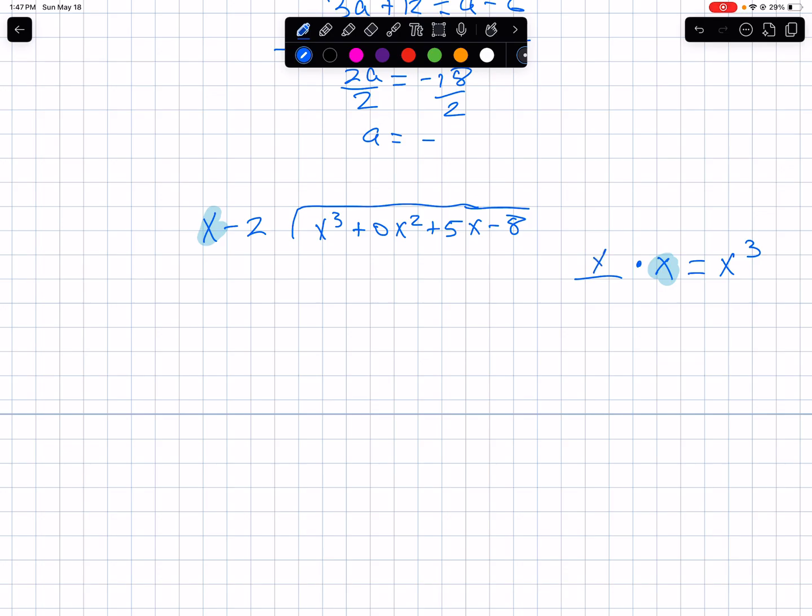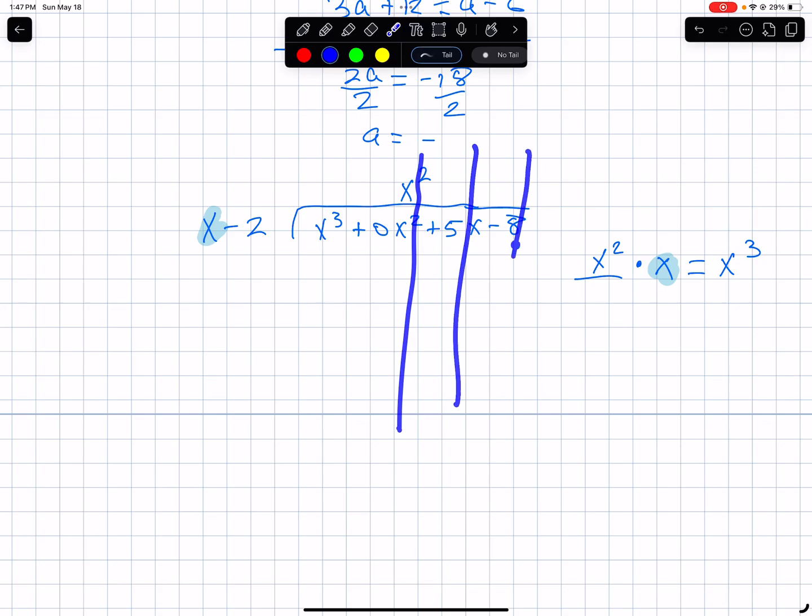X squared. And it always lines up, right? So all the way down the line, it's going to be x squared. x is going this way and numbers going that way. Okay? So if stuff gets out of whack, then that's your visual clue to know that something's wrong.